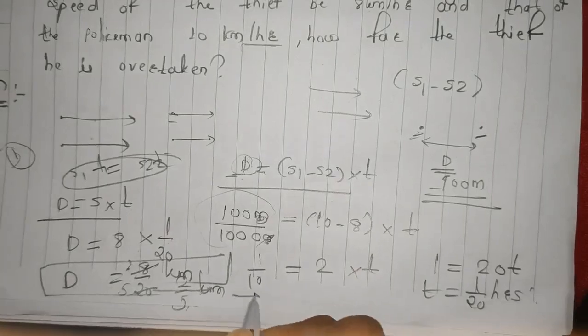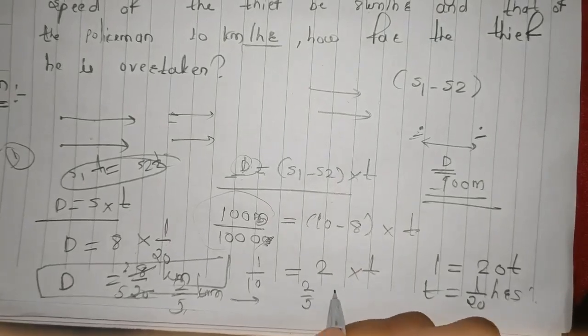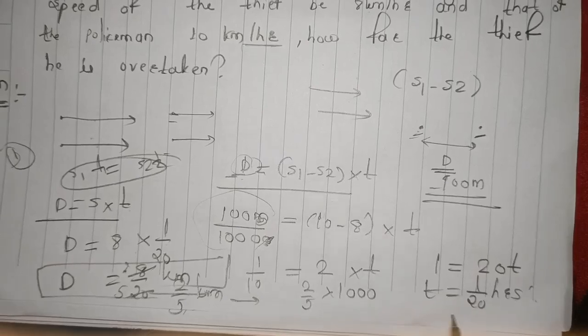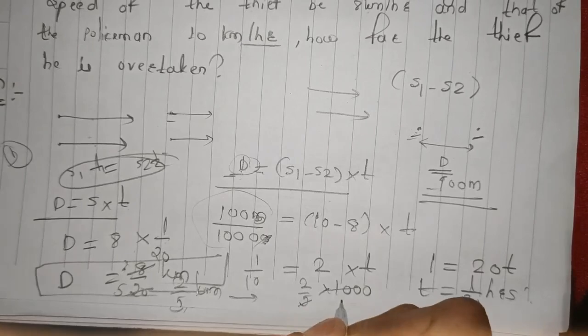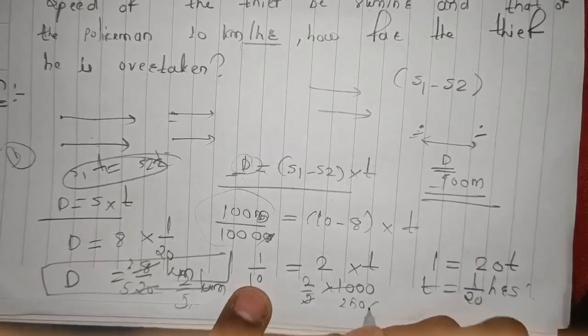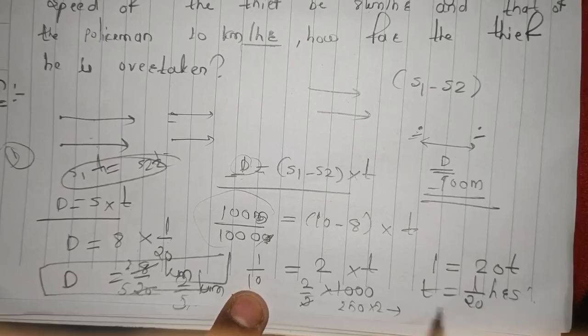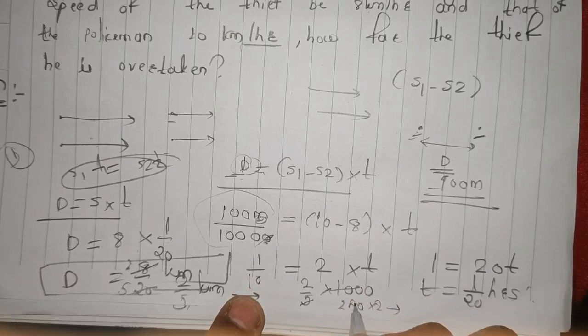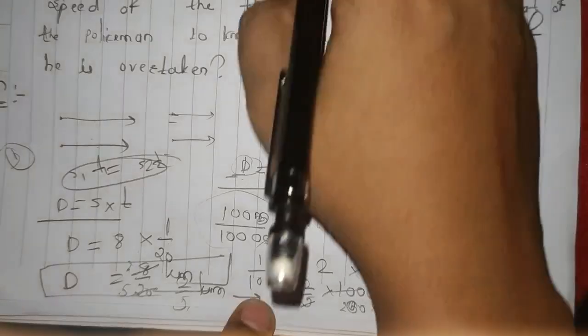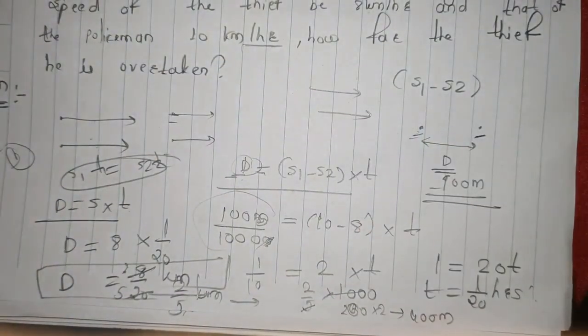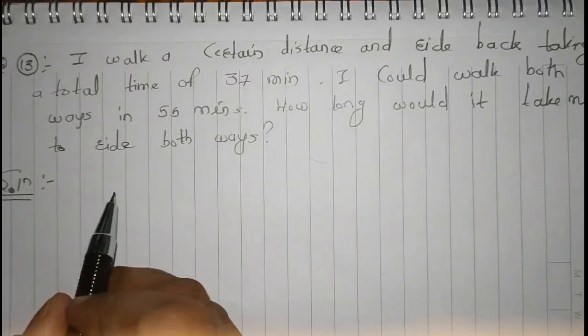To convert into meters, 2 by 5 kilometer, that is into 1000 meters. 5 20s are, it is 200 into 2, which is 400 meters. So this 400 meters is the distance covered by the thief. That is our 13th question.